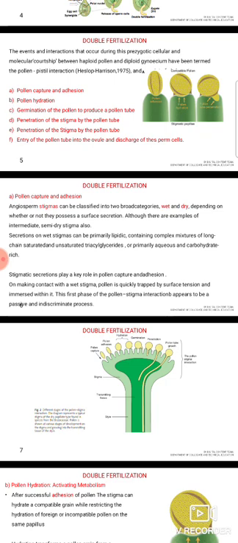Angiosperm stigmas can be classified into two types, wet and dry, depending upon whether or not they possess a surface secretion, although there are examples of intermediate semi-dry stigmas also. Secretions on wet stigmas can be primarily lipidic, containing a complex mixture of long chain saturated and unsaturated triglycerides, or primarily aqueous and carbohydrate rich. Stigmatic secretions play an important role in pollen capture and adhesion.